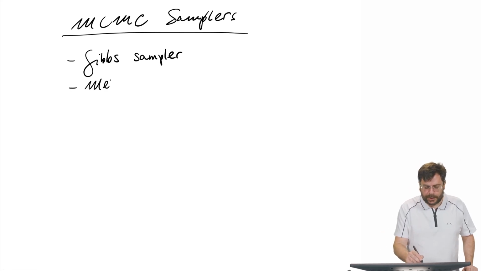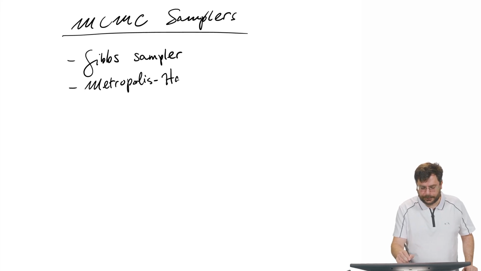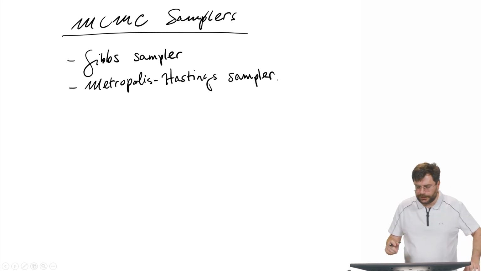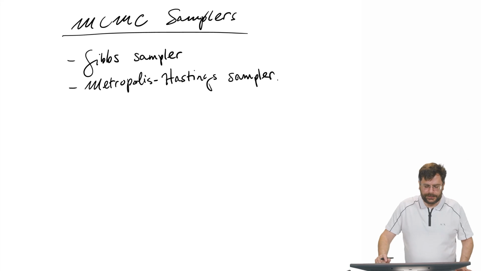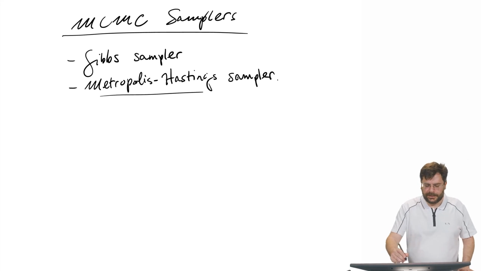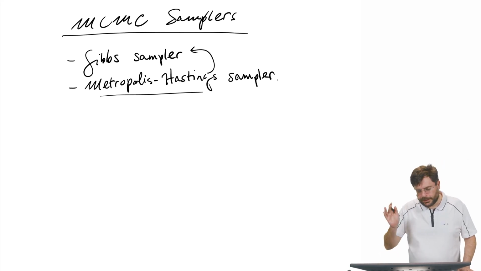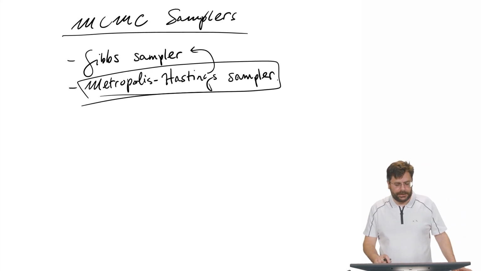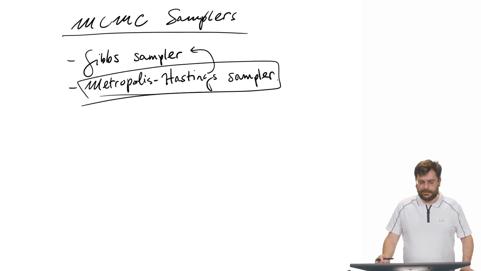And the other one is the Metropolis-Hastings sampler, which works for both multidimensional and single-dimensional distributions. And in fact, Metropolis-Hastings can also be used within Gibbs. But let's start off with the slightly more general Metropolis-Hastings sampler.